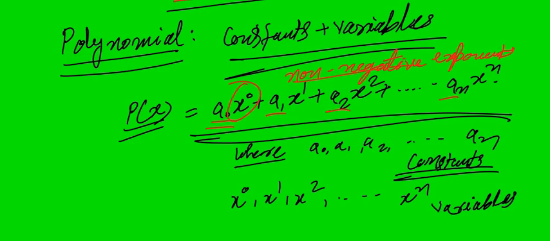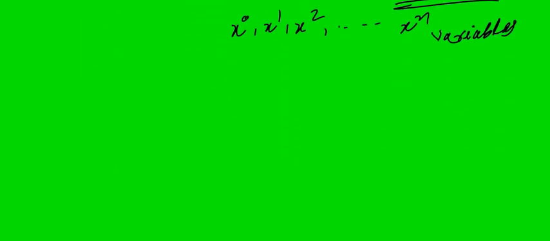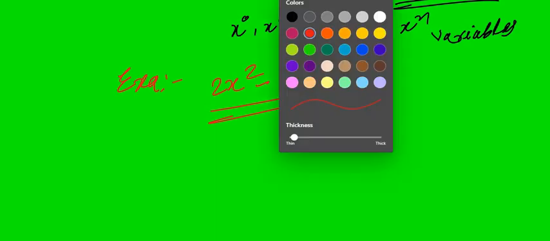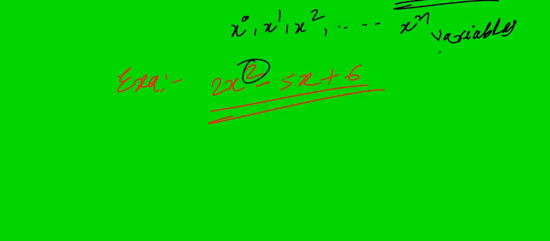So what do we mean by non-negative exponents? That means exponents, that is powers, should be non-negative numbers. We can write different types of examples, but I am writing a simple example. For example, 2x square minus 5x plus 6. Here you can see the exponents of x: here it is 2, here it is understood to be 1, and here it is x to the power 0, which is already understood.